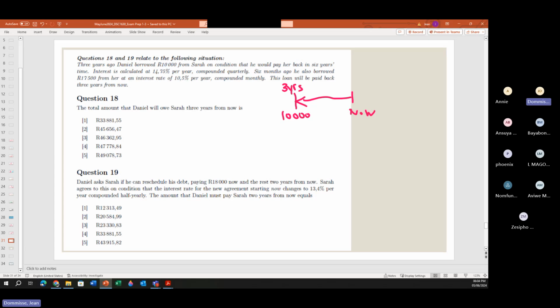On condition that he would pay it back in 6 years. So basically 3 years from now, because 3 plus 3 gives you a 6. So that is the one that we will need to work out.